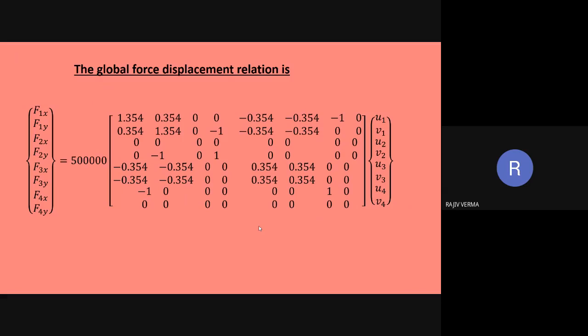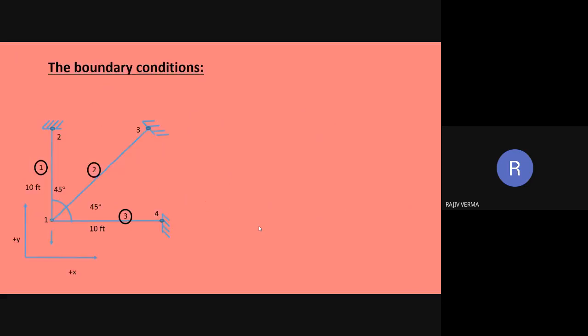So the boundary conditions are obviously the known values of displacements. So we have the frame on display once again. The terms which are known happen to be terms corresponding to constrained nodes, since node number 2, node number 3 and node number 4 are constrained. Therefore, U2 V2, U3 V3 and U4 V4 are all going to be 0.